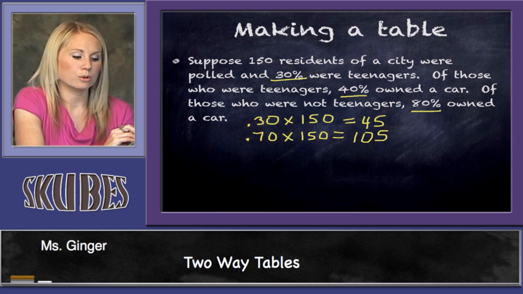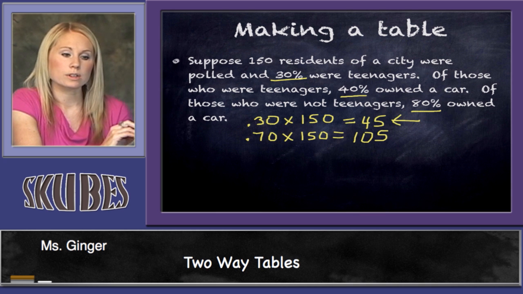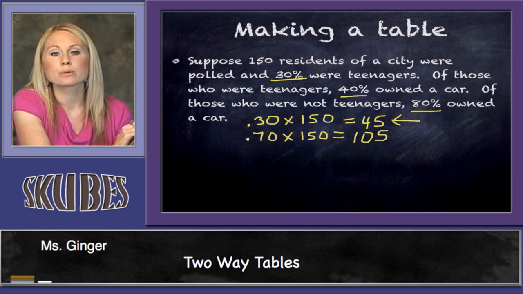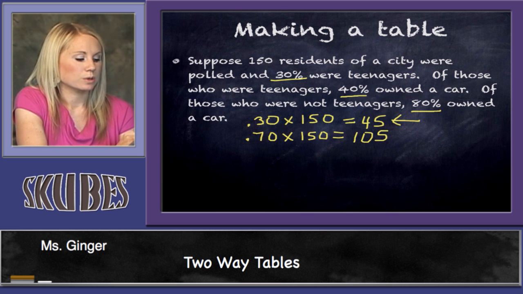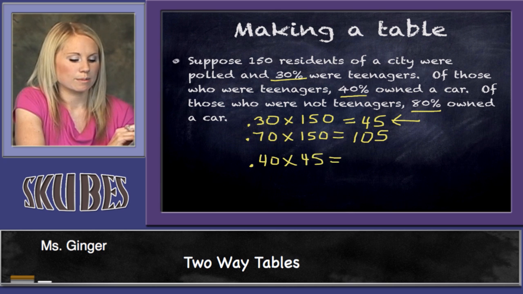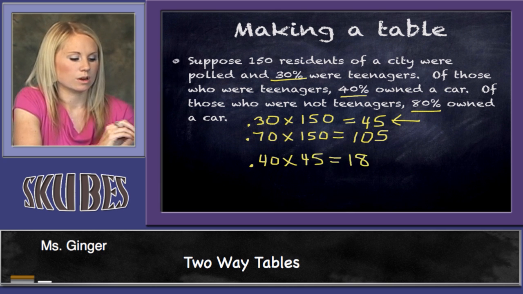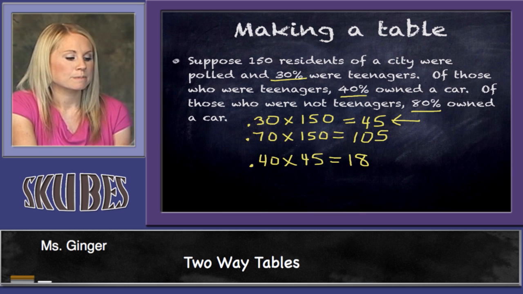All right, out of this group that were teenagers, it also told us that 40% of those owned a car. So what we're going to do is take our 40%, 0.40, of just that group of people to find that amount. And we will come up with 18 if we multiply that out.